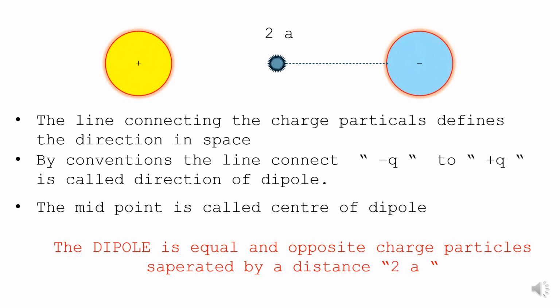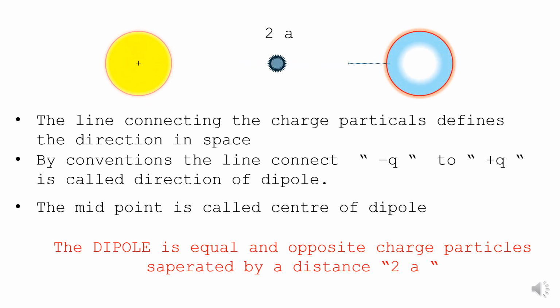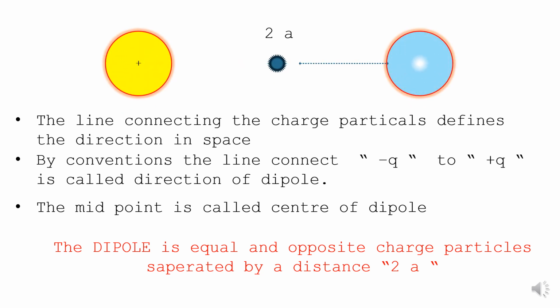This is all about the dipole arrangement. Two charged particles separated by a distance 2a. The line always coming from the negative and going to the positive is called the direction of the dipole. The midpoint of the dipole is called the center of the dipole. The dipole is nothing but equal and opposite charged particles separated by a distance.